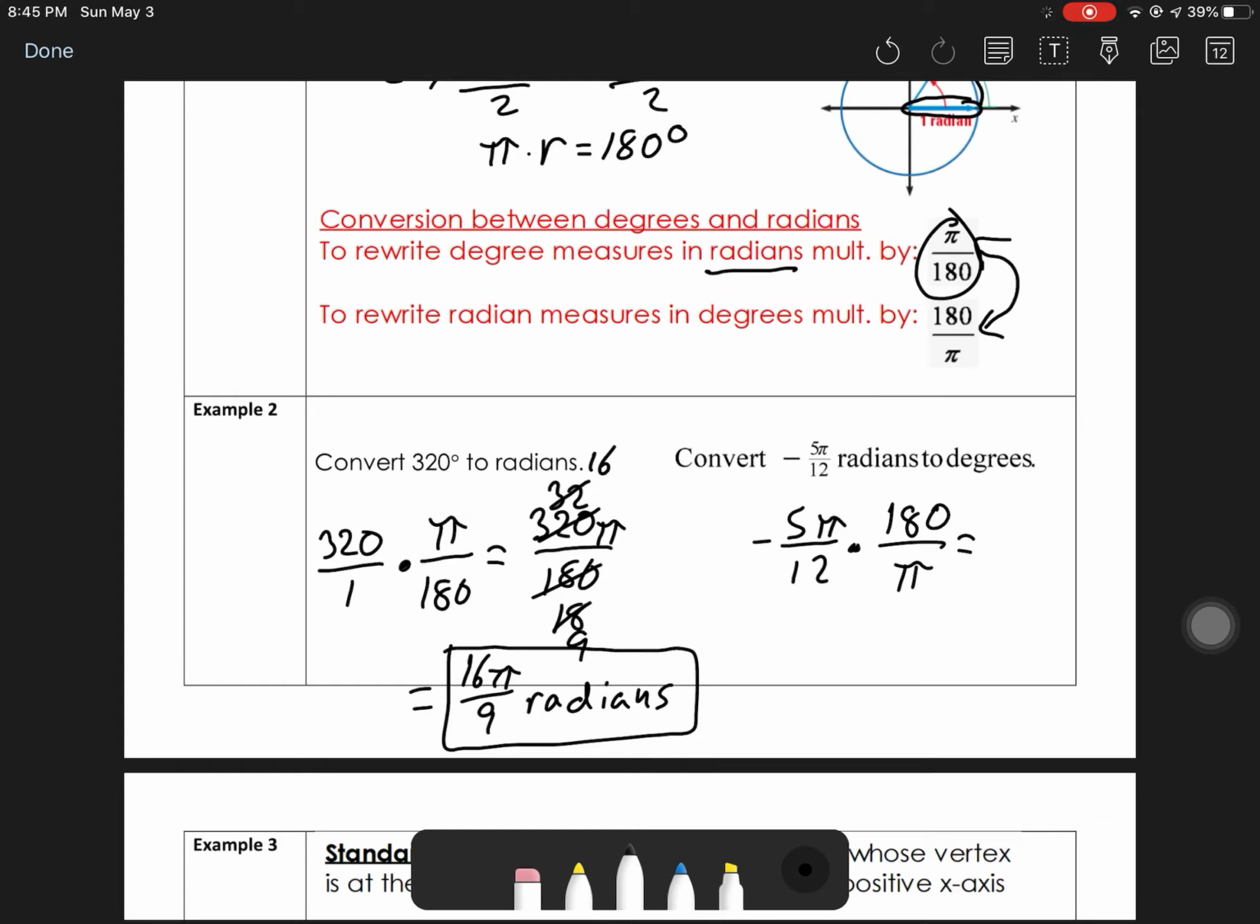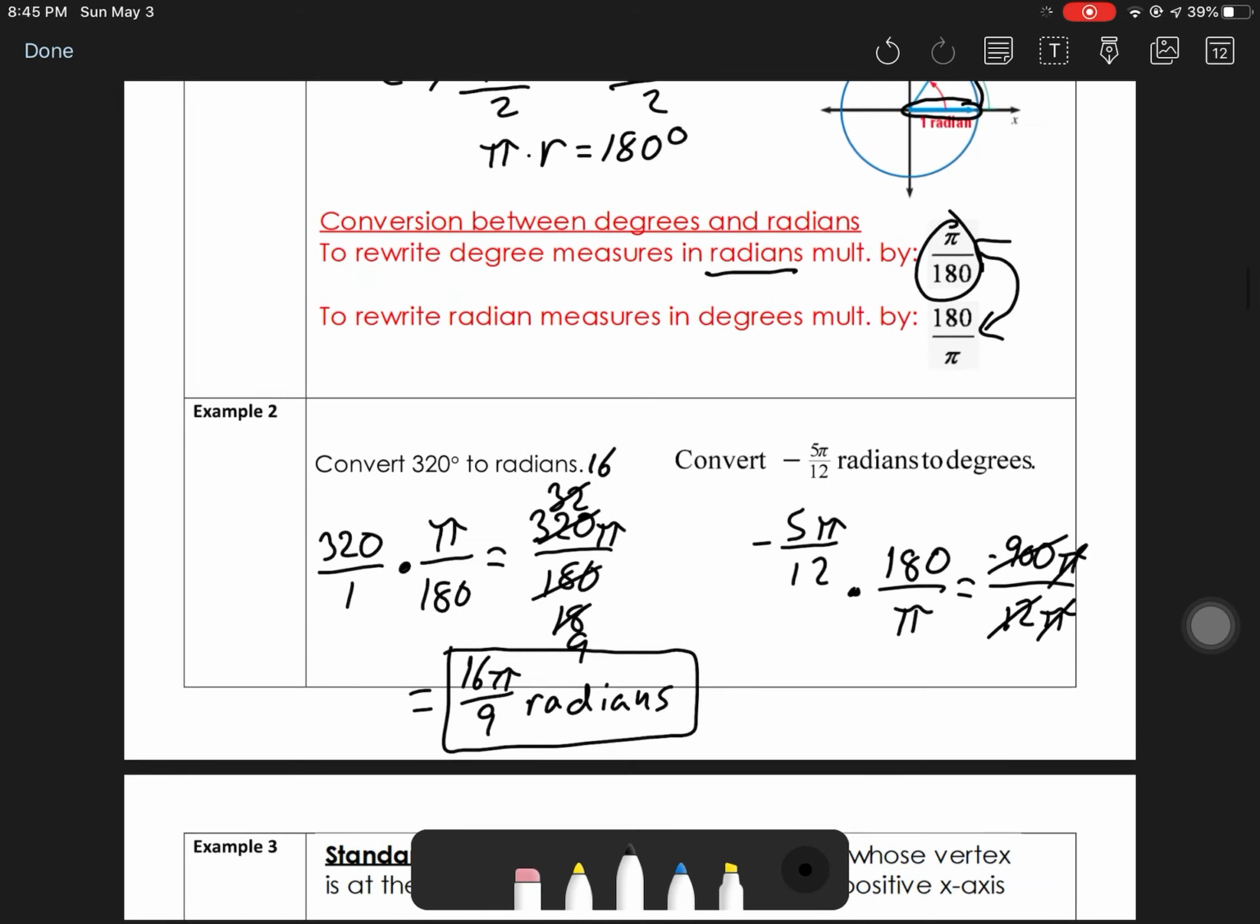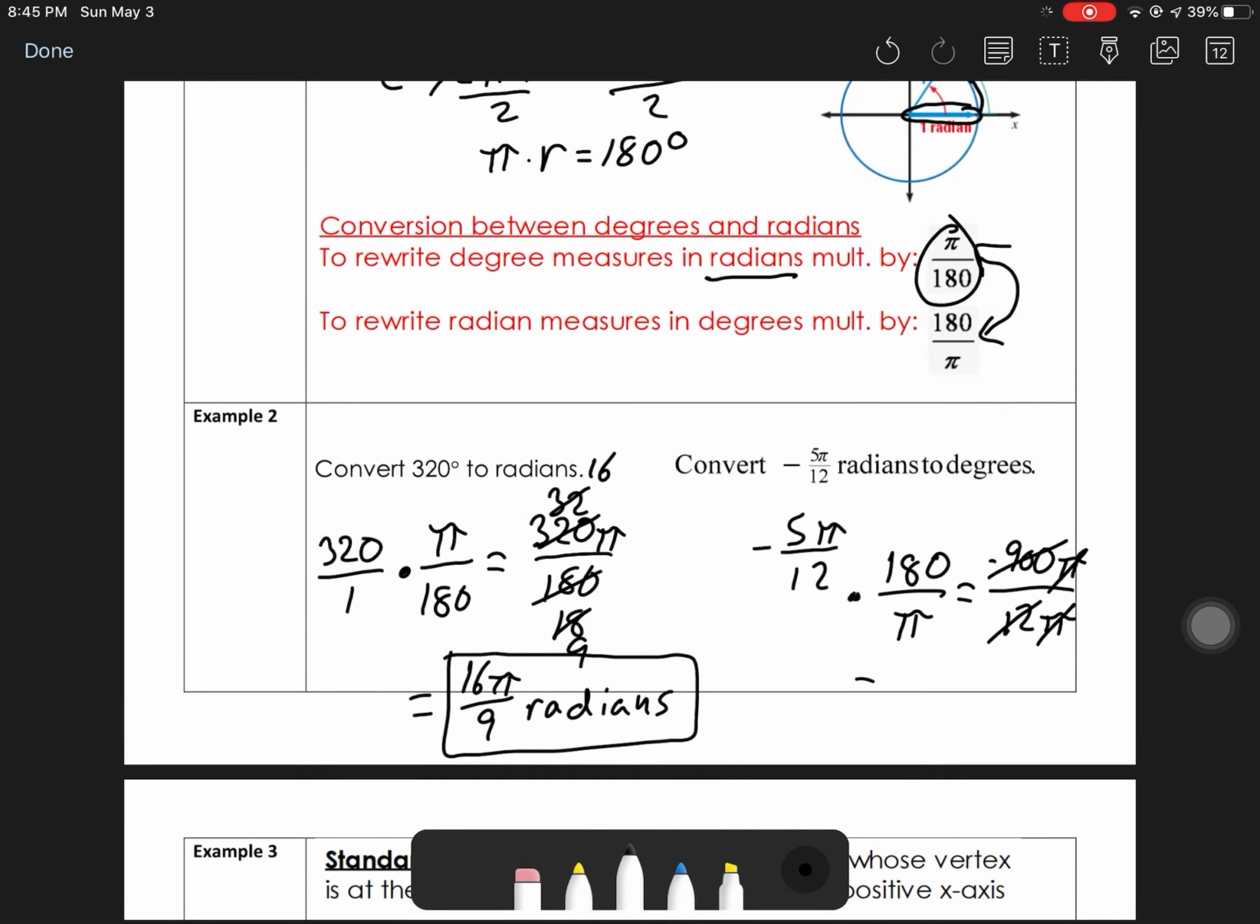So I'm going to multiply this. I get negative 900 pi on the top, and then the bottom I get 12 pi. Conveniently, the pi's go away, which is what we want because we're going back to degrees. And then if you take negative 900, divide that by 12. Let me type that in here. We get negative 75 degrees.